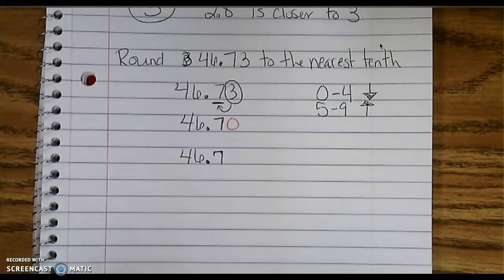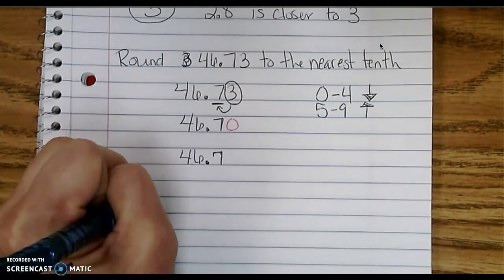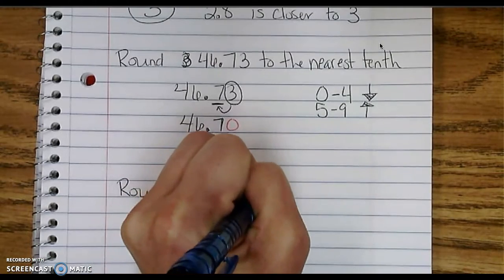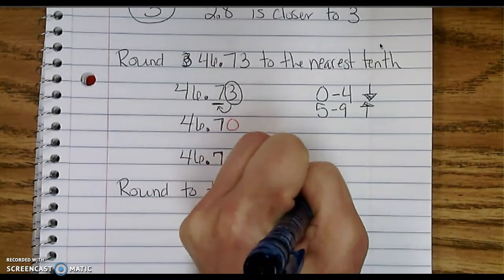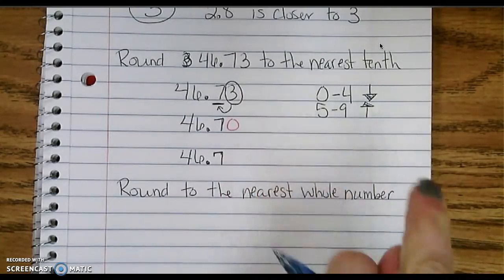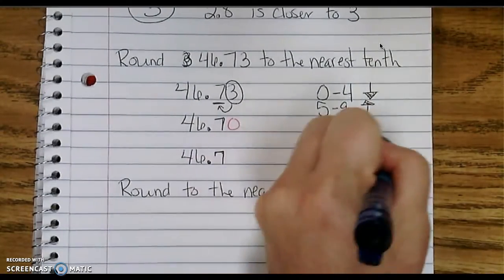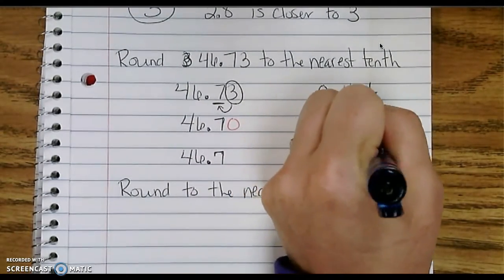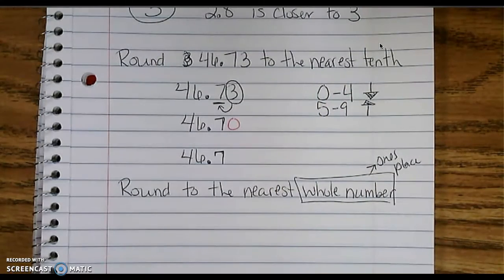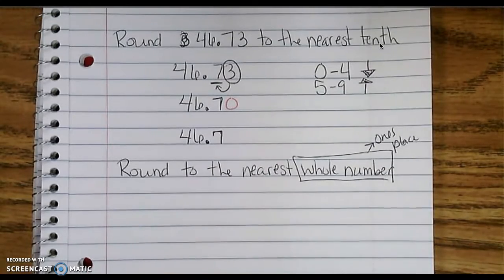Let's practice one more. Round to the nearest whole number. Now the nearest whole number means the ones place, right? Because the whole number meaning whole, meaning no decimal parts. Because remember, decimal parts are parts of the number that are less than one whole. So when I'm rounding to the whole number, it's really asking me to round to the ones place.